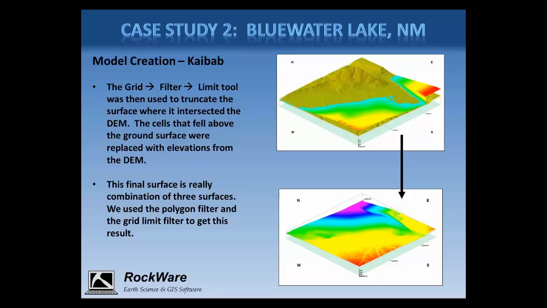The next thing we had to do was get rid of the portion of the grid that was above the ground. So we used the grid limit filter, which is also available through the utilities, to truncate the surface in areas where it extended above the DEM. In areas where the surface was projected above ground, we replaced the grid cell values with elevations from the DEM. The final KBAB surface is displayed in this lower image. It's really a combination of 3 original gridded surfaces, and this was all done using tools that are available in the RockWorks utilities.